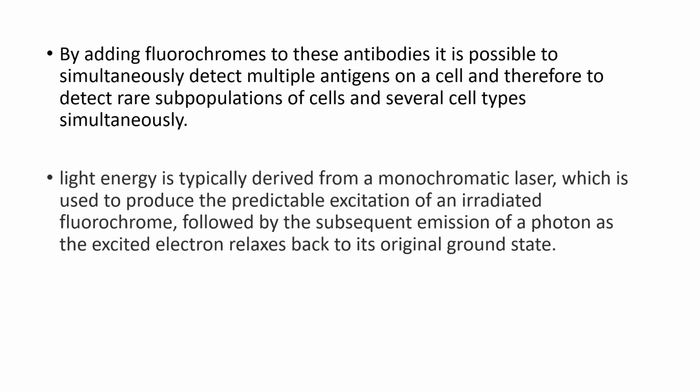The third light produced is fluorescent light. Fluorescent tags, or fluorochromes, are used with antibodies that bind with the antigens present on the cell surface. Different kinds of fluorochromes are used, like fluorescein, rhodamine and phycoerythrin.